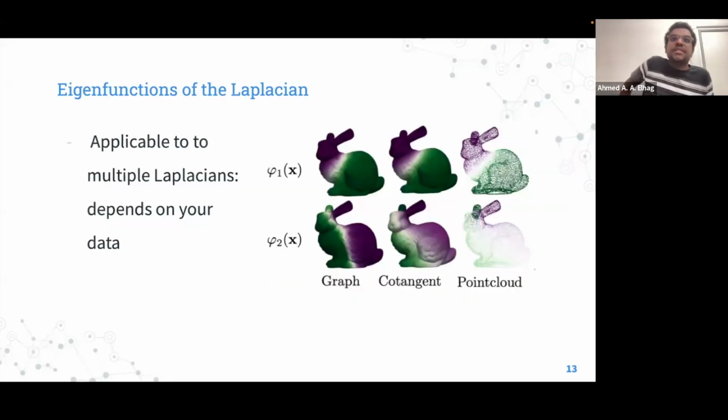In this setting, which Laplacian to use depends on your choice. If you have graphs, you can use the graph Laplacian or the famous normalized graph Laplacian. Also, if you have meshes, you can use the cotangent Laplacian, or also if you have point clouds. So this depends on your setting. You have the choice of the Laplacian you want.